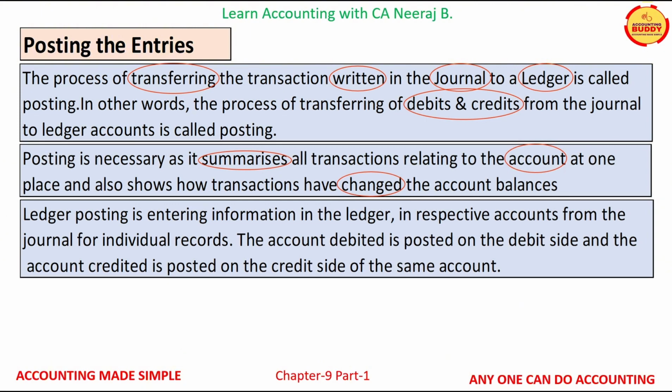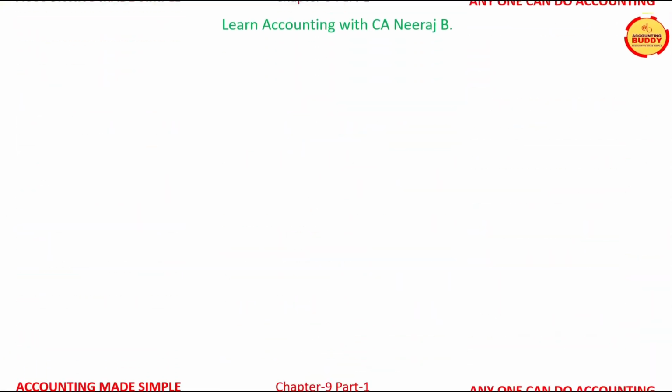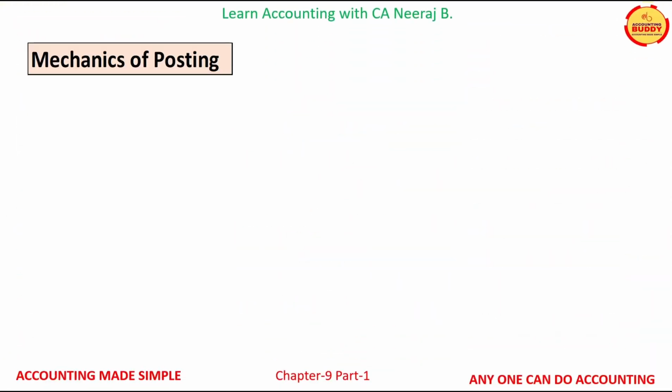Ledger posting is entering information in the ledger in respective accounts from the journal for individual records. The account debited is posted to the debit side and the account credited is posted to the credit side of the same account. This process is carried on throughout the year, and at the end of the financial year, the ledger accounts are closed, totaled and balanced. This process is called the balancing of the ledger account.